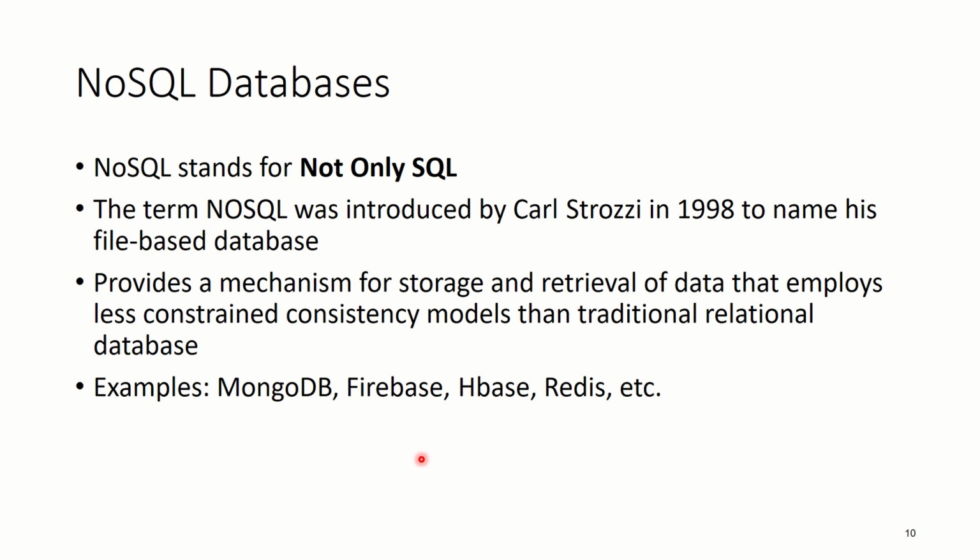The term NoSQL was actually coined by Carlo Strozzi in 1998, and it is a mechanism used for storage and retrieval of data that employs less constrained consistency models than traditional relational databases. In traditional databases, you have a very strict schema that has to be followed. But if you don't want to follow that strict schema, then you can go for not only SQL, or NoSQL databases, like MongoDB, Firebase, HBase, or Redis.